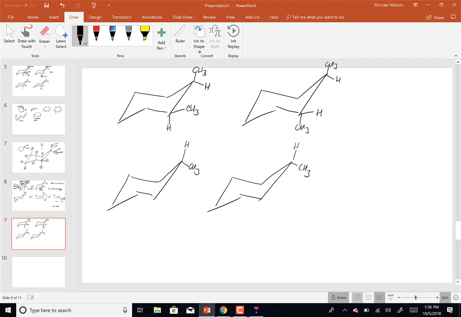For the bottom one, I'm going to do the same thing. Let's put the methyl group equatorial. And now let's put the other group axial. So now I have all four combinations of axial and equatorial for the two groups.